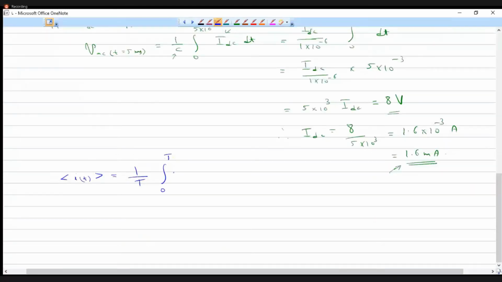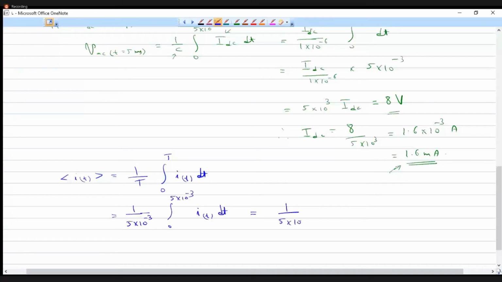Let me write the general expression first: 1 by T integral 0 to T of i(t) dt. So the time period is 5 into 10 power minus 3, and the integral is from 0 to 5 into 10 power minus 3 of i(t) dt.